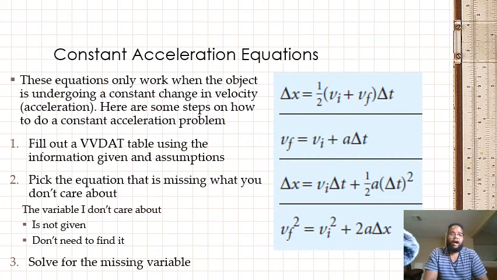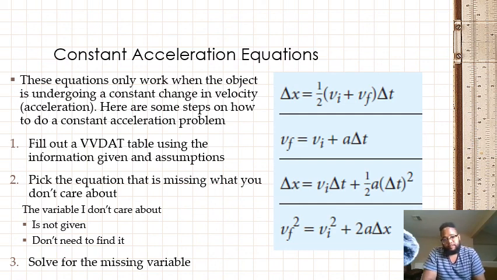So we also have constant acceleration equations. These equations only work when the object is undergoing a constant change in velocity, or you could say constant acceleration. Here are some steps to how to do a constant acceleration problem. You're going to fill out what is called a VVDAT table. I'm going to show you that table on the next slide. It basically stands for initial velocity, final velocity, displacement, acceleration, and time.